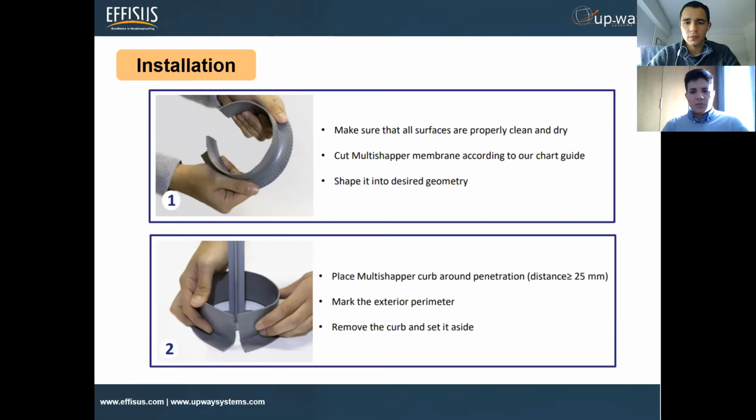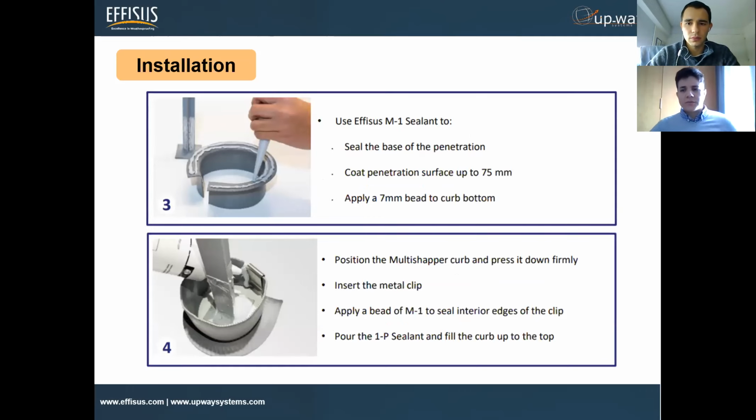Once you place it, remove the curb, and what do we have after, Ricardo? Yes, after that, we use the M1 sealant. That is a sealant that will allow the membrane to adhere to the surface. We put the sealant around it, and we adhere the base to the penetration.